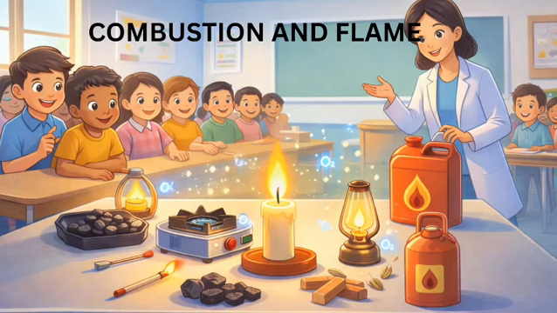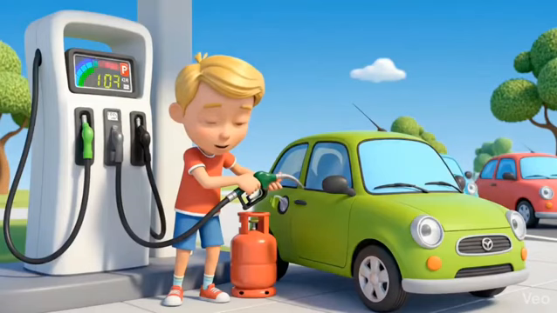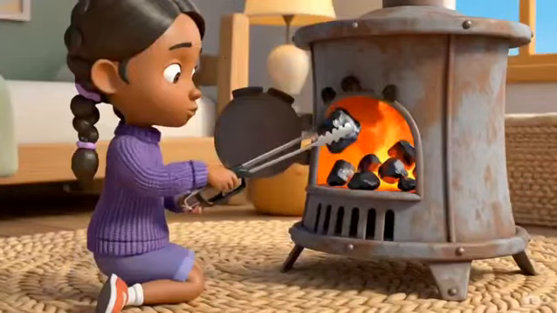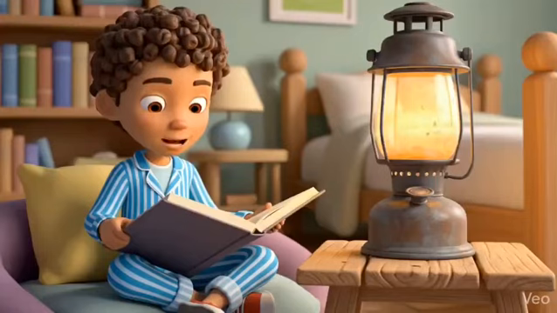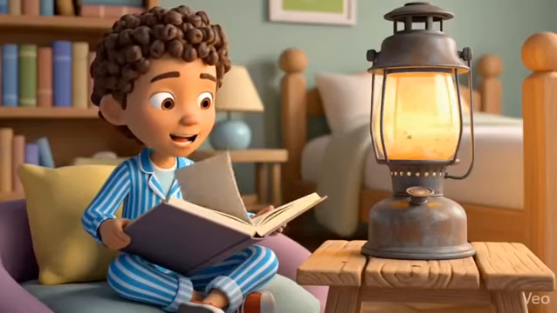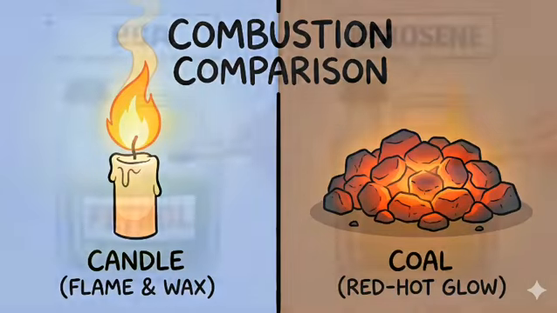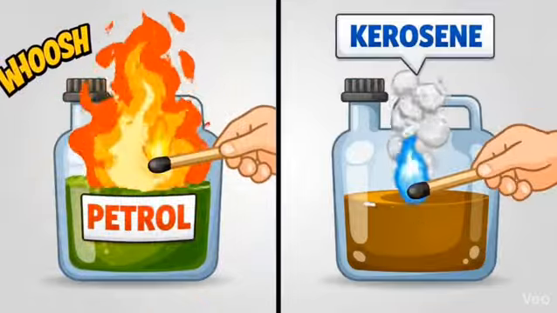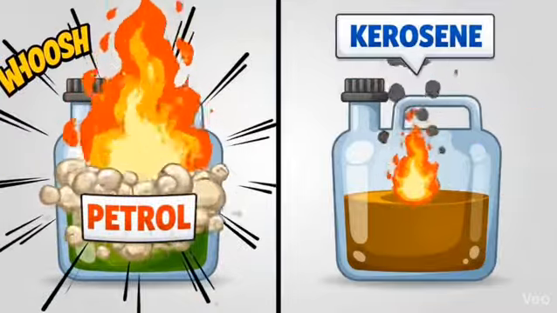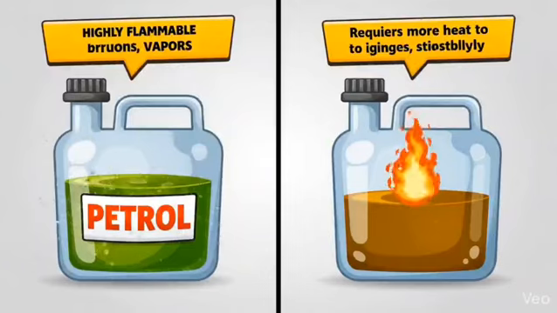Look around you for a moment, at home, on the road, or even in factories. We use fuels like coal, petrol, kerosene and LPG every single day. These fuels help us to cook our food, run vehicles, produce electricity. But here's a curious question. Why does a candle burn with a bright flame, while coal burns without a flame? Why does petrol catch fire very fast, but kerosene burns slowly? Let's find out, step by step.